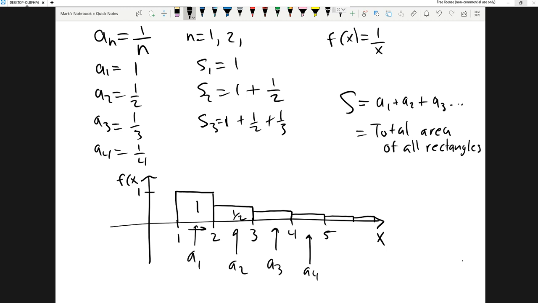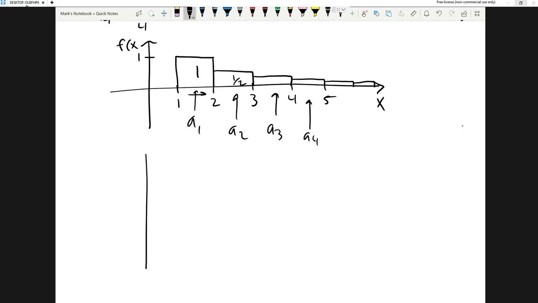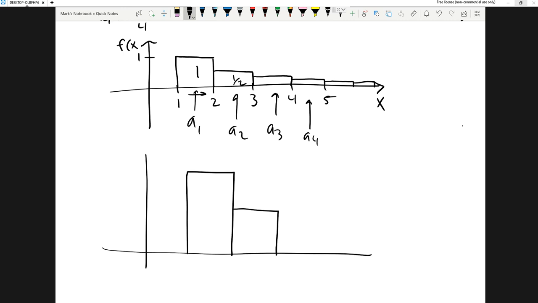In fact, let me redraw this just a little bit bigger. All right, so I'm going to make my rectangles a little bit taller. So there's 1, there's 1/2, there's 1/3, there's 1/4, and on down the line. All right. The area under this curve would be rather tedious to calculate using an integral, because notice that would have to be defined as a piecewise function.